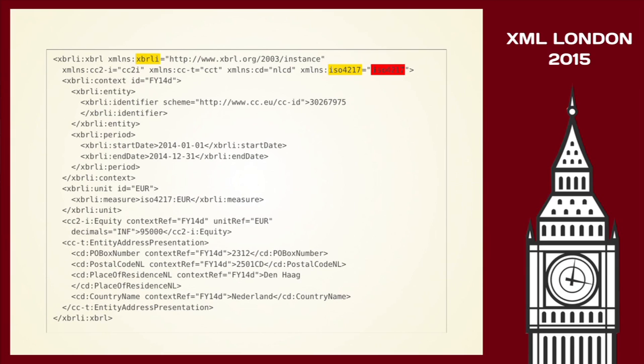That's the XBRLI prefix and ISO 4217. We see that the XBRLI prefix maps to the XBRL instance namespace, so this is expected. But the ISO 4217 prefix does not map to the correct namespace. So our validation should fail.